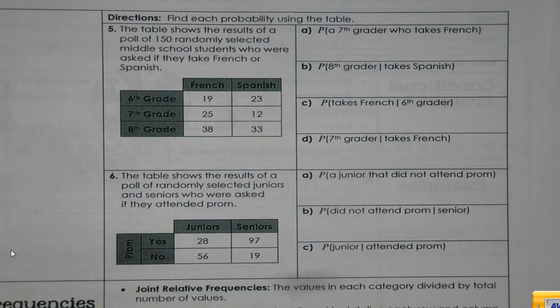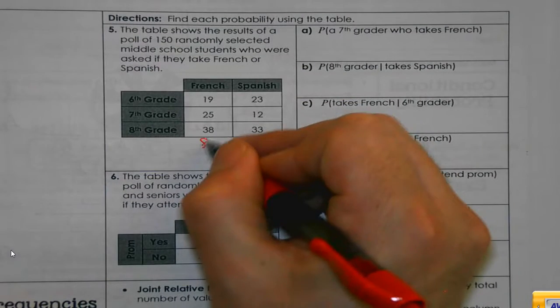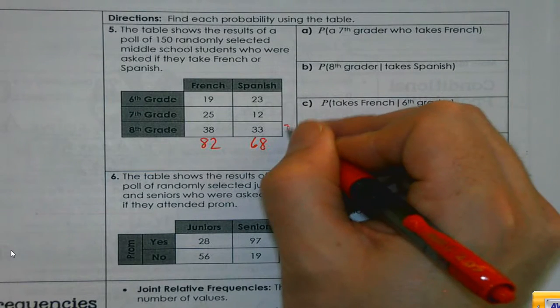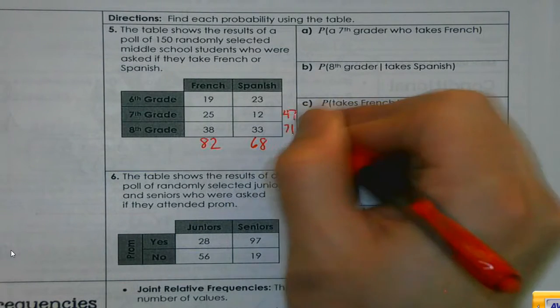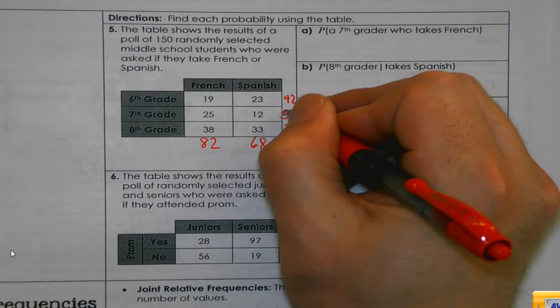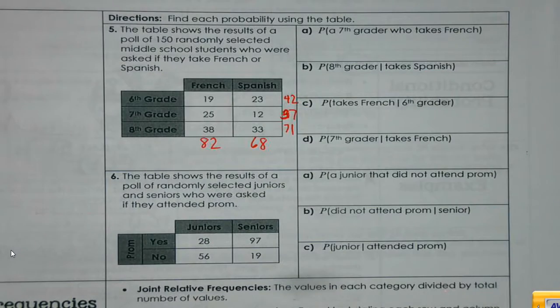So next we hit up number 5. Table shows the result of a poll of 150 randomly selected middle school students who are asked if they take French or Spanish. So again, do a little adding here, just in case. Always be ready in my rows and columns. Oops, I forgot how to add. That would have been kind of embarrassing. That's better.